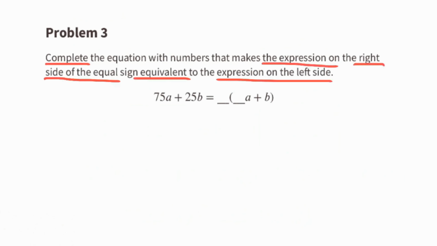Problem number 3. Complete the equation with numbers that make the expression on the right side of the equal sign equivalent to the expression on the left side.